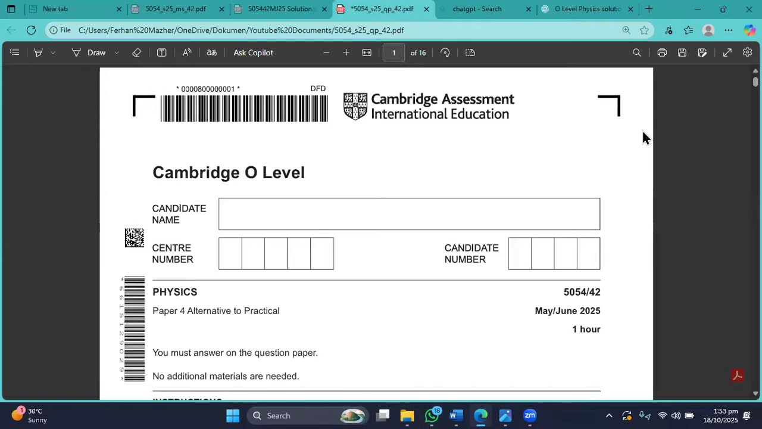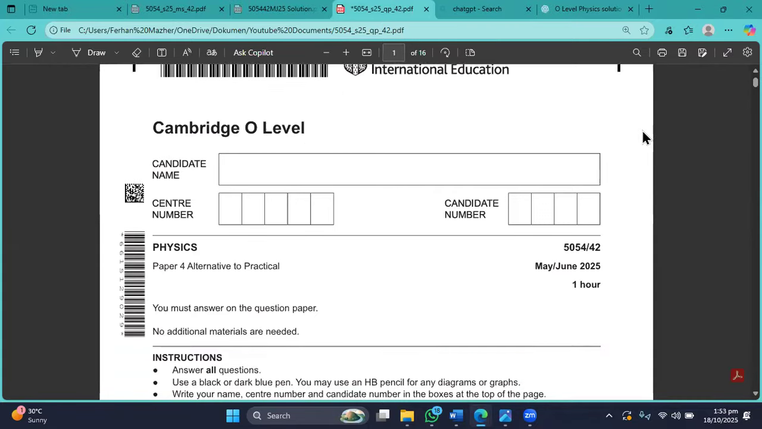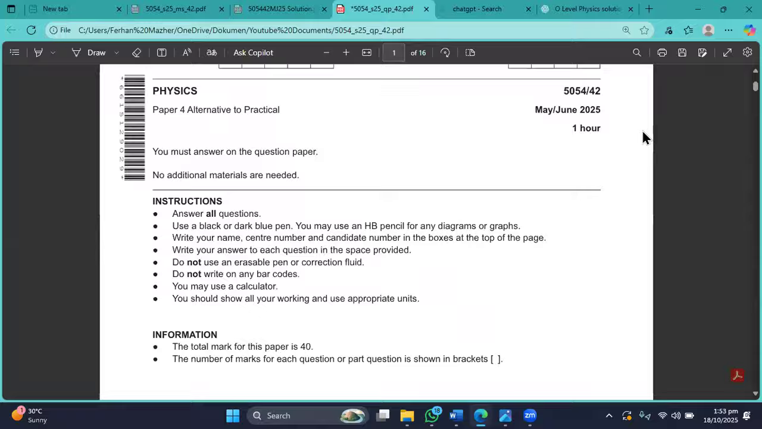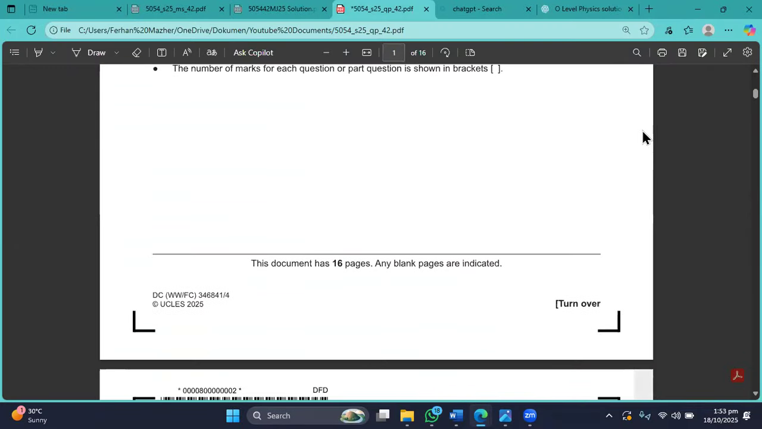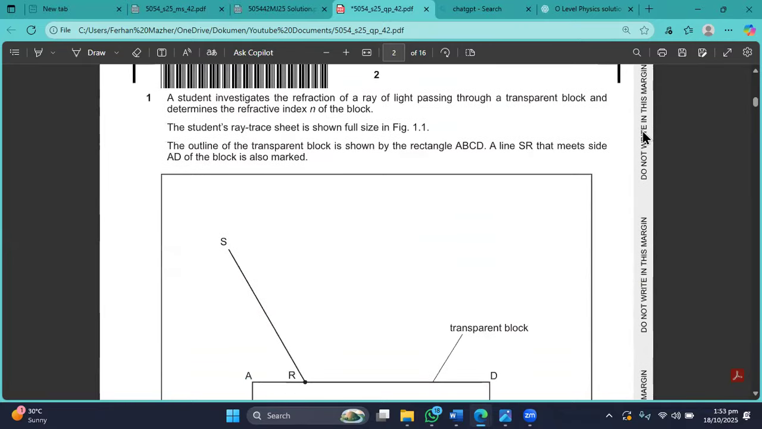Okay, so May-June 2025 4-2 paper, alternative to practical. The time allowed is 1 hour and the total marks for this paper are 40. The question number 1 is showing up on your screen. It says a student investigates the refraction of a ray of light passing through a transparent block and determines the refractive index n of the block. The student's ray trace sheet is shown full size in figure 1.1.